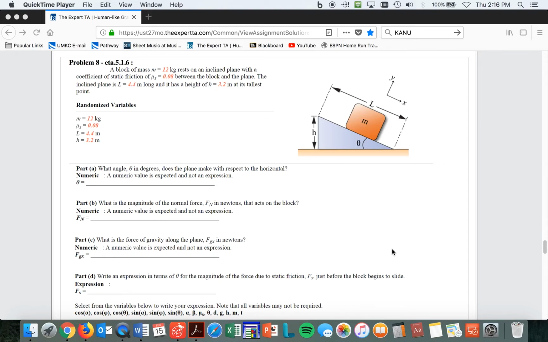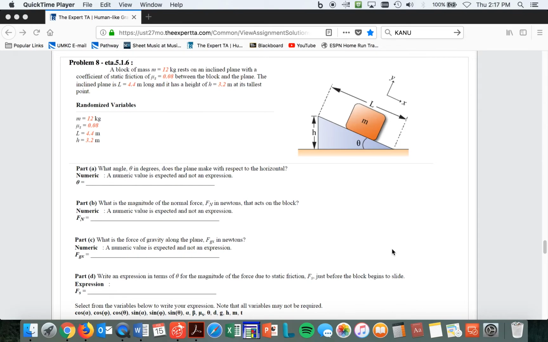a lot. It says a box of mass 12 kilograms rests on an inclined plane with a coefficient of static friction. We're going to do the same type of problem later on when we get to energy, and it's really cool how working in energy makes this problem much easier. Anyway, it has a height of 3.2 meters at its tallest point. We've got all kinds of data here, including the coefficient of static friction.